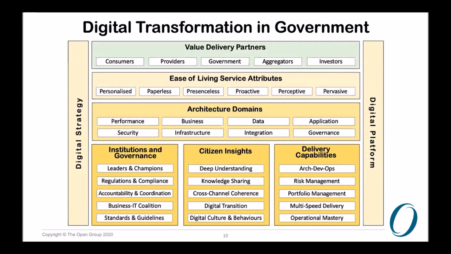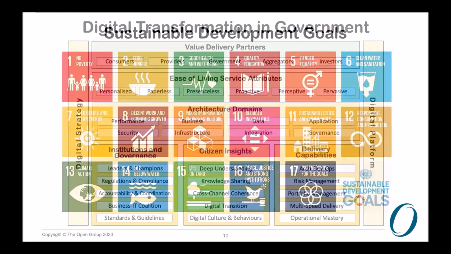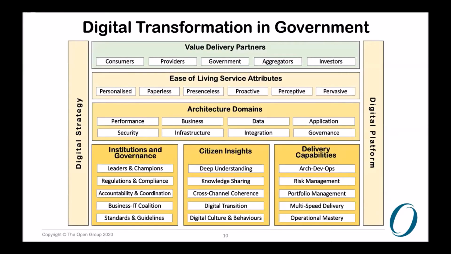Then the third layer is, of course, the architecture domain. I'll just briefly introduce the 8 domains, so you can see the domains there. And then at the bottom layer, you can see the 3 key pillars of successful digital transformation. One is establishment of good institutions with strong governance, and there are certain elements of that. Second is understanding what the citizens and people want. And third is having good delivery capabilities to ensure that you can deliver on the architecture goals and objectives. And on the side, you have the digital strategy and digital platform. I'll talk about a platform within the health context a few slides later.